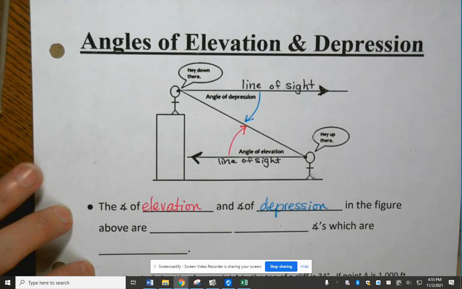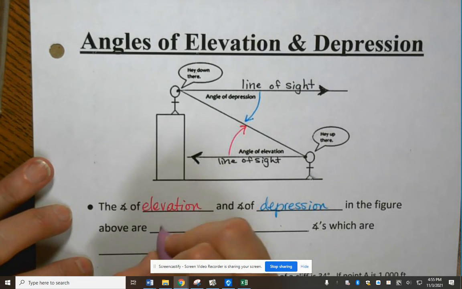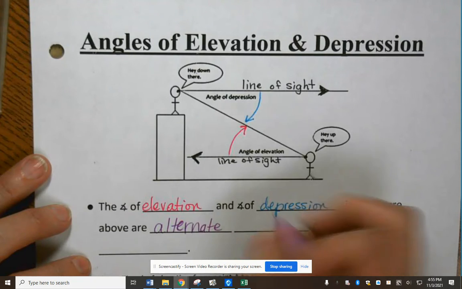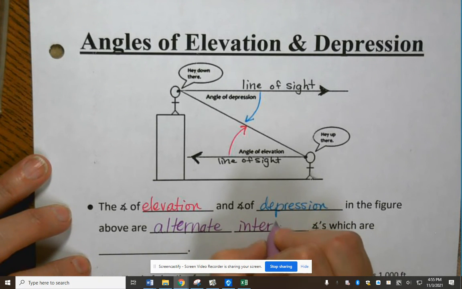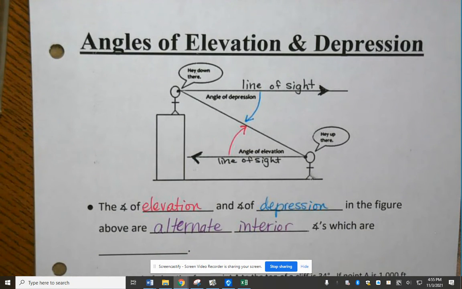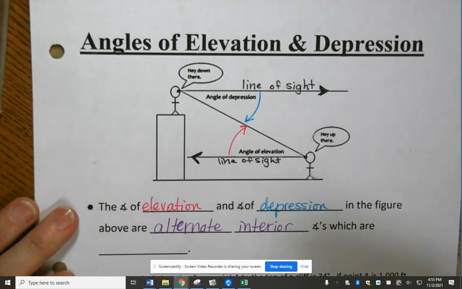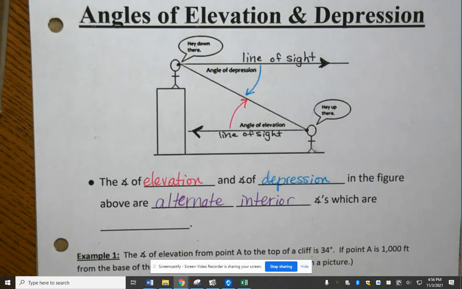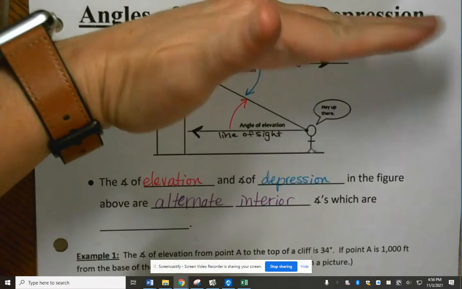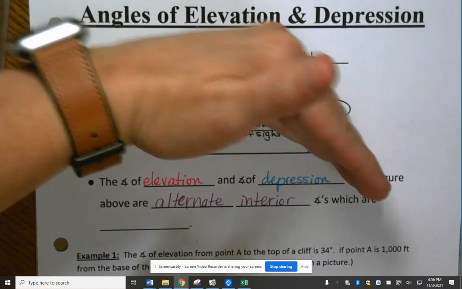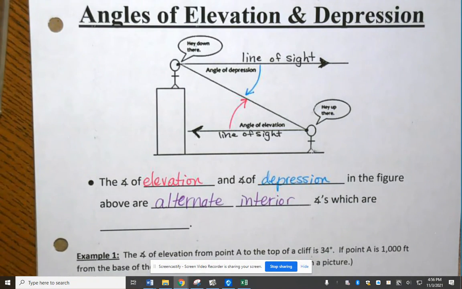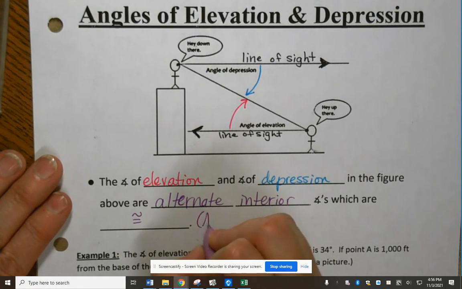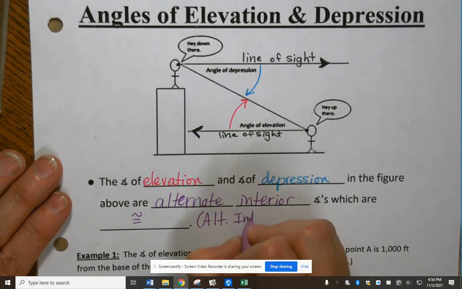in this figure are alternate interior angles. We learned about those, remember, in Unit 1, Activity 7. And we know that the alternate interior angles theorem says that if parallel lines are cut by a transversal, so I have parallel lines cut by the transversal, then the alternate interior angles are congruent. And that is by that alternate interior angles theorem.